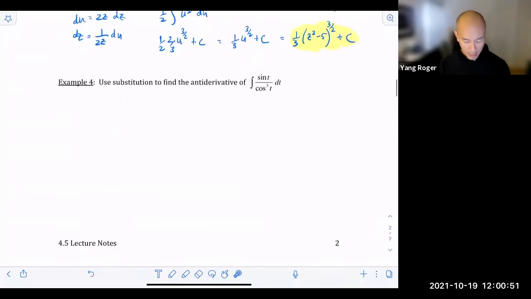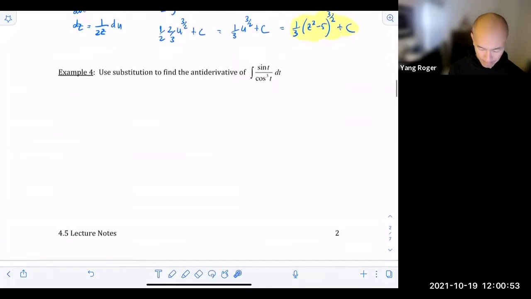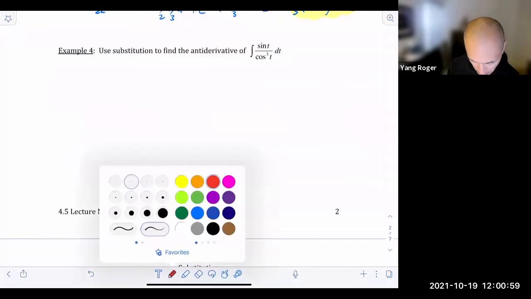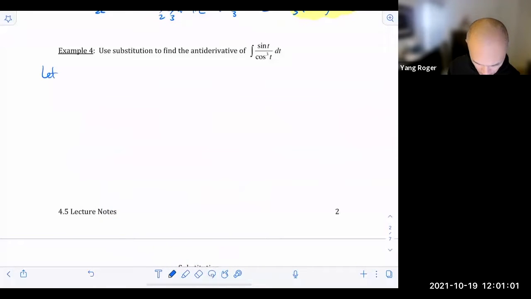Let's talk about example 4. What do you think u should be? Oh, Terry, this time you made a mistake. What about the rest of you? Anyone have a guess for u? That's a good guess, Sharon.